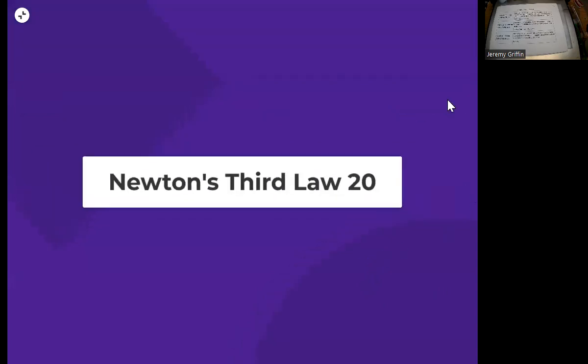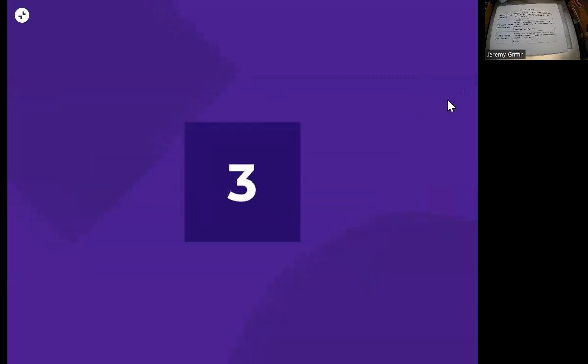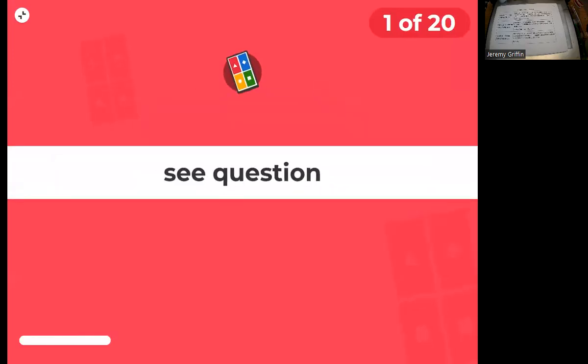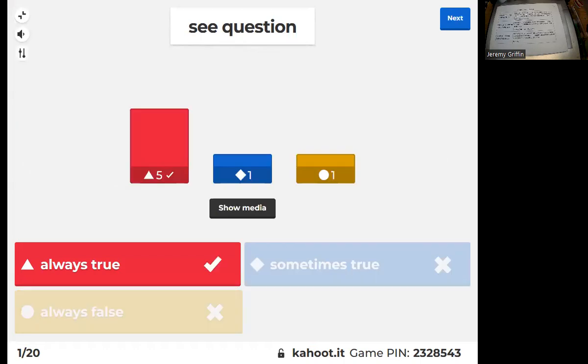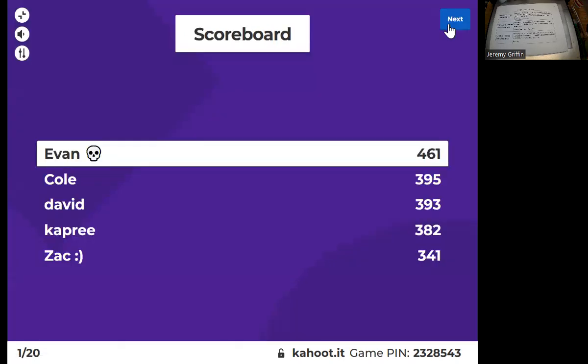Newton's third law of motion. Whenever an object exerts a force on another object, the second object exerts a force of the same magnitude, opposite direction on the first object. Yeah, that is a statement of Newton's third law of motion, isn't it? That's exactly what Newton's third law of motion says. That is always true.